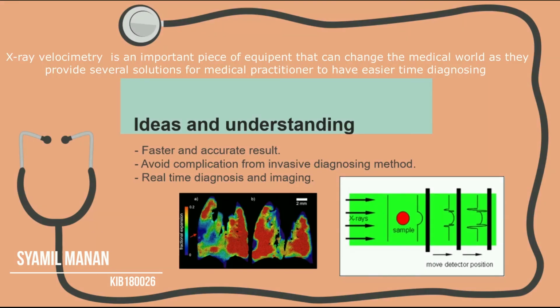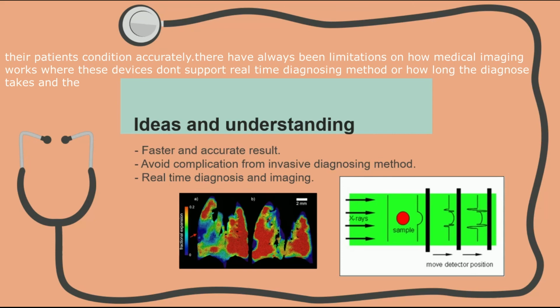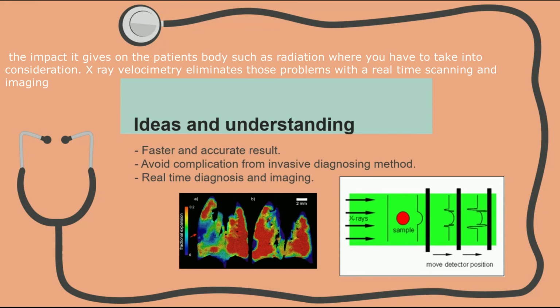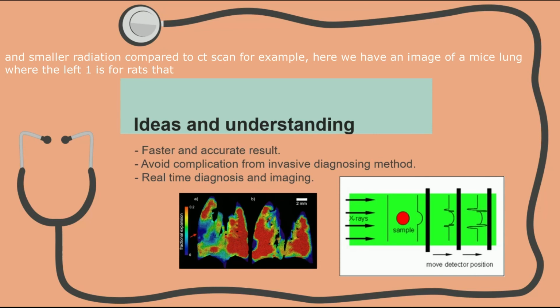X-ray velocimetry is an important piece of equipment that can change the medical world, as it provides several solutions for medical practitioners to have an easier time diagnosing their patients' conditions accurately. There have always been limitations on how medical imaging works, where these devices don't support real-time diagnosing methods, or how long the diagnosis takes, and the impact it has on the patient's body, such as radiation, which you have to take into consideration. X-ray velocimetry eliminates those problems with real-time scanning and imaging and smaller radiation compared to CT scan.